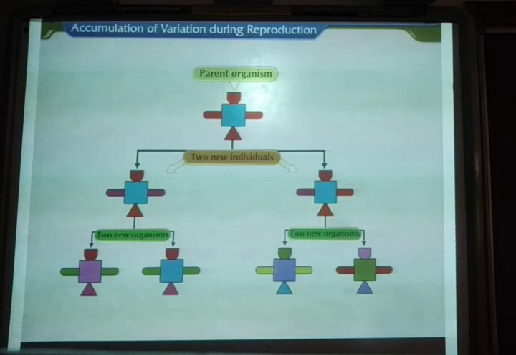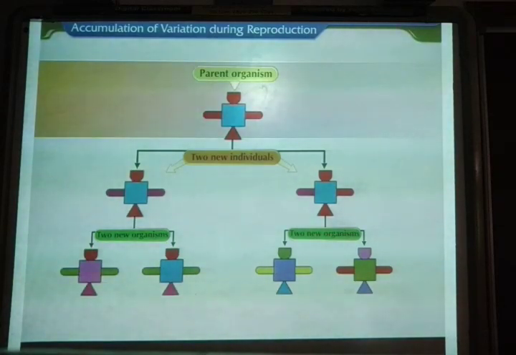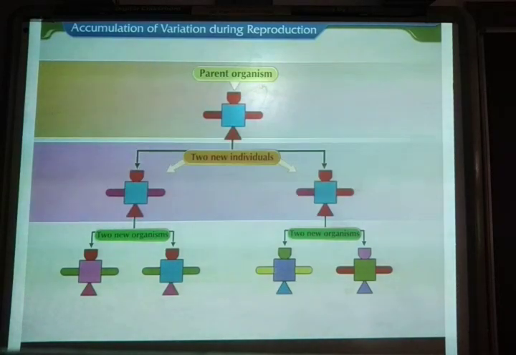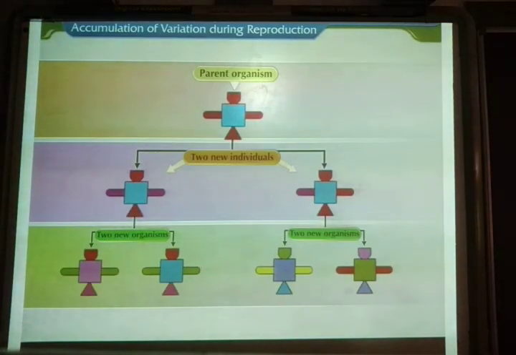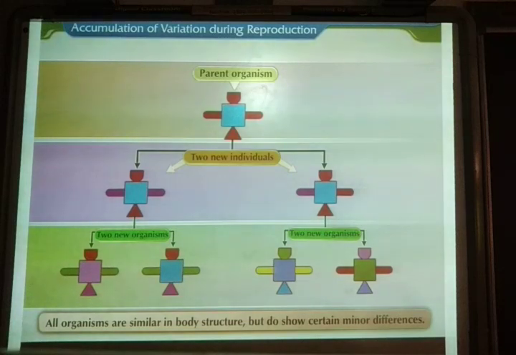Thus, when we observe all 7 organisms together, starting from the original parent, the 2 offspring and their offspring, we notice that they are all similar in body structure, but do show certain minor differences.